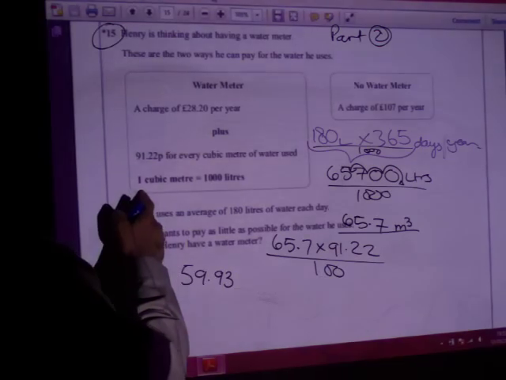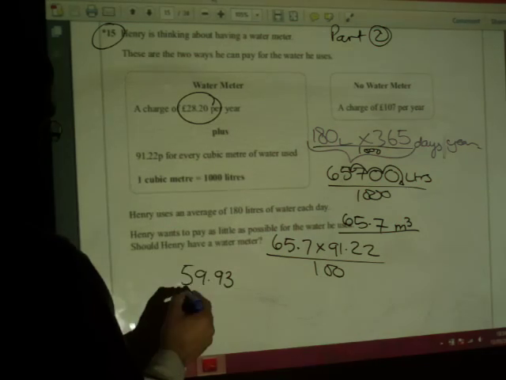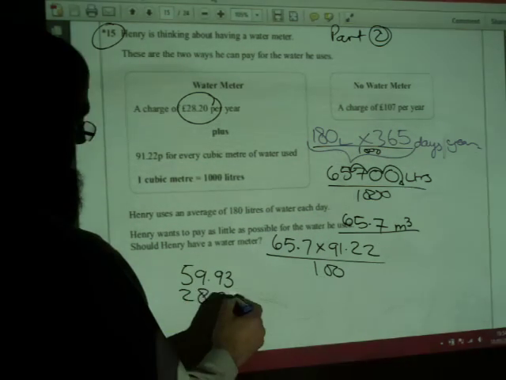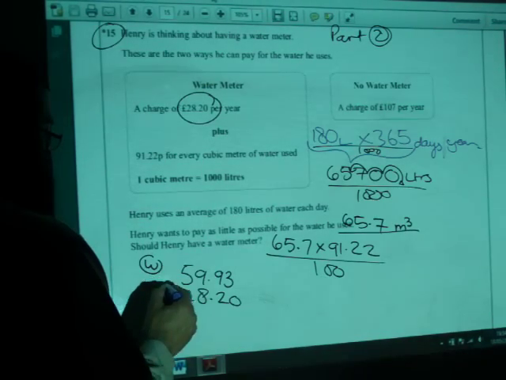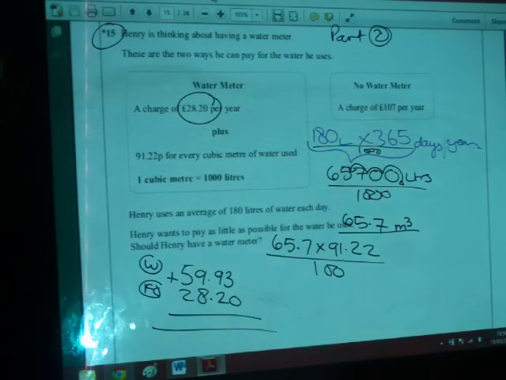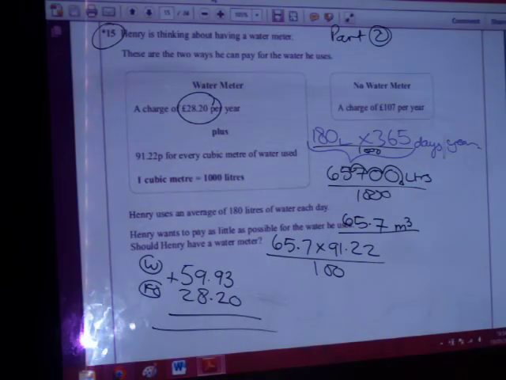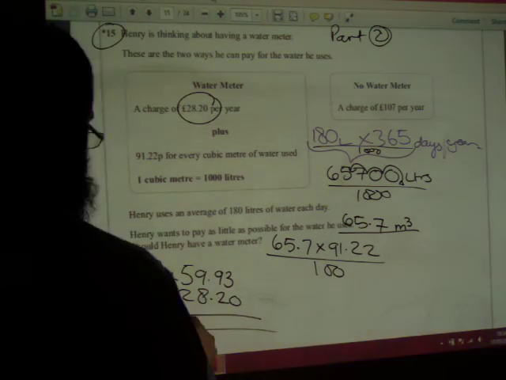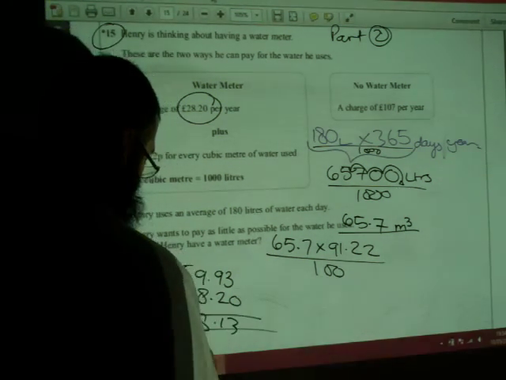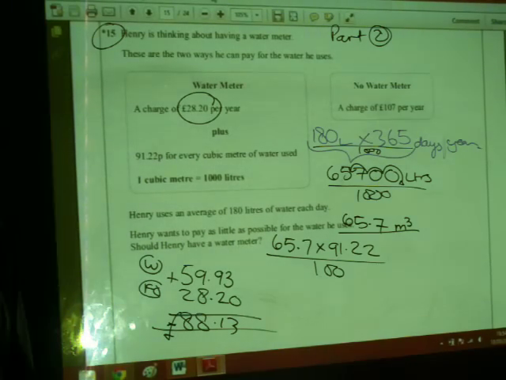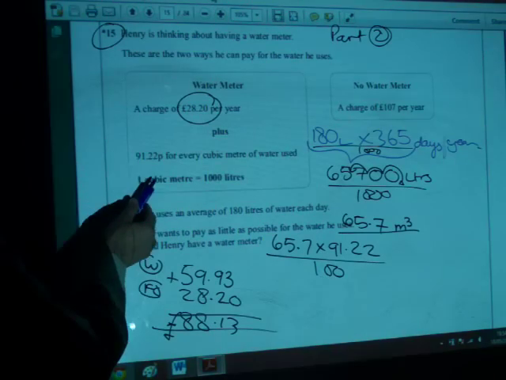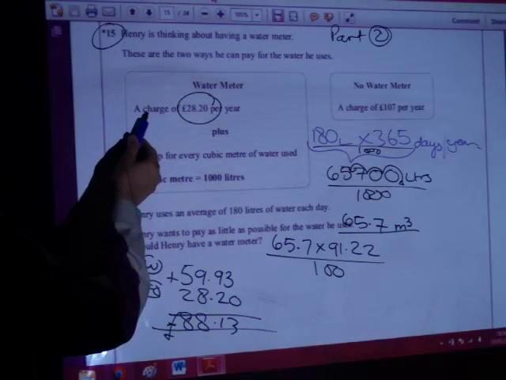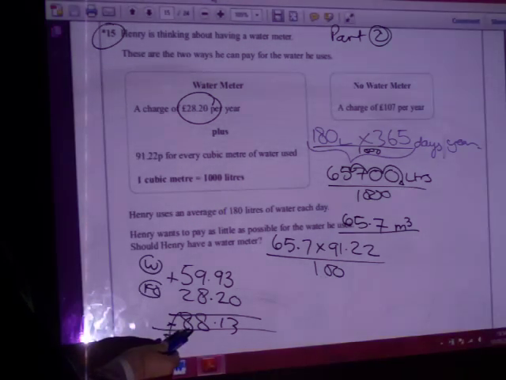And then what are we going to add to that? The fixed charge. So that's how much the water cost. That is the fixed charge. Can you add them up for me, please? So you have 59.93 plus the £28.20, and that will give you a total of £88.13. So we've worked out how much the water cost us and the fixed charge. That gives a total charge of £88.13.